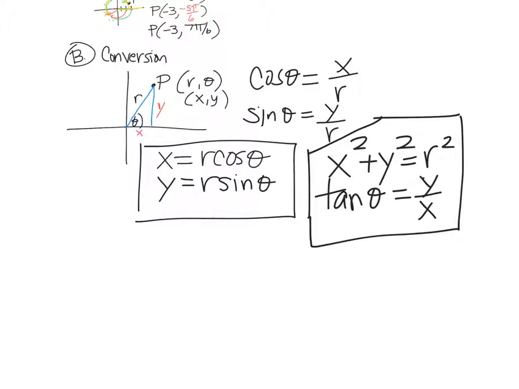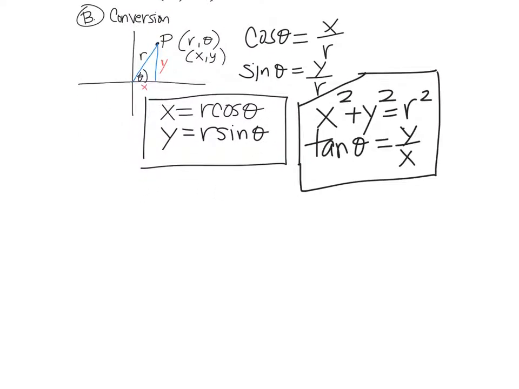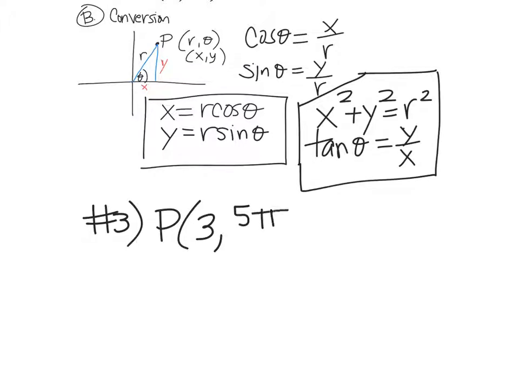All right, so here we go. We are now going to do some conversions. So number 3. We're going to take a point that's in polar form and change it into its rectangular form. So here's my point: 3, 5 pi over 6. I want to find out what the coordinates are for this in just rectangular coordinates, xy.